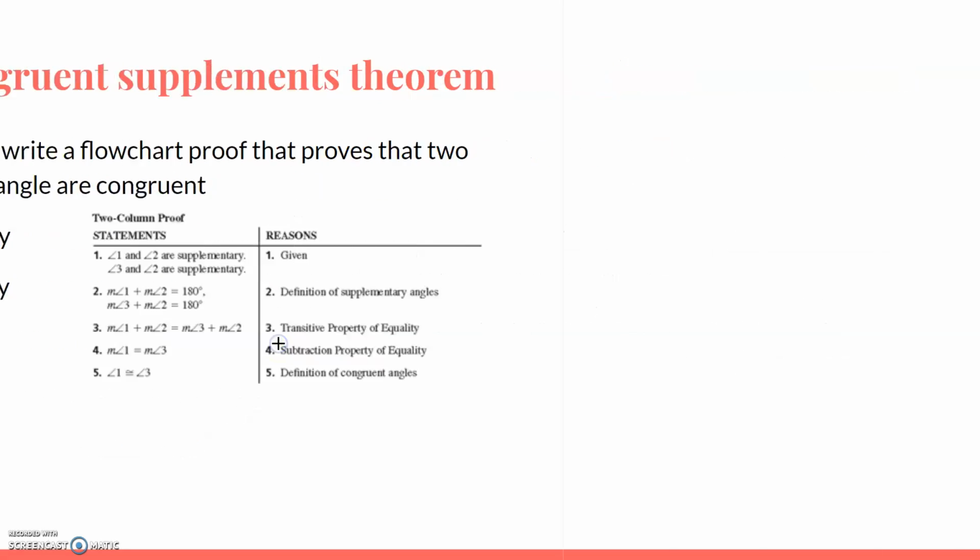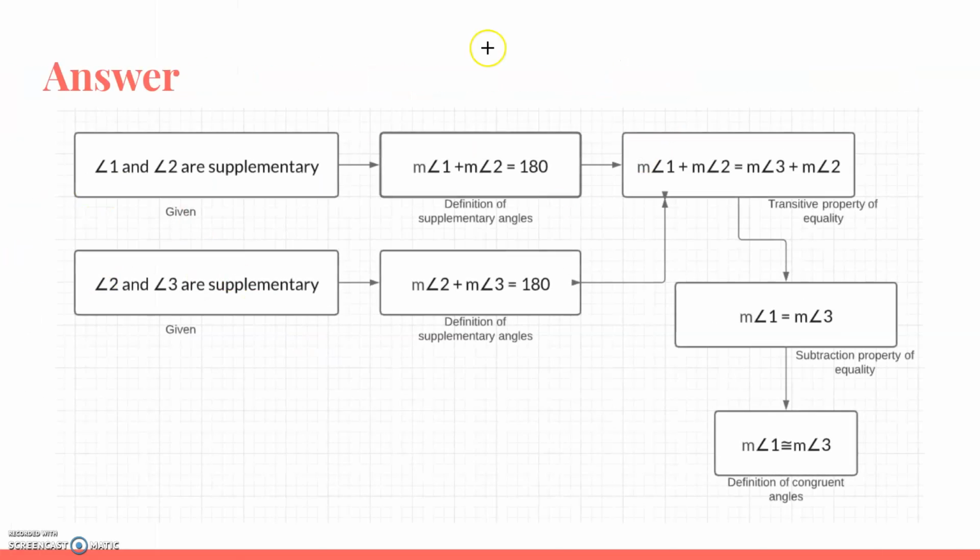Okay, so now, moving on to the flowchart proof. This is how we would write it. We could combine these two into two boxes, but I included them in 4 separate boxes connected to the same thing. First, angle 1 and 2 are supplementary, and angle 2 and 3 are supplementary. Those are our givens. The measure of angle 1 plus angle 2 is equal to 180. The measure of angle 2 plus angle 3 is equal to 180. That's the definition of supplementary angles.